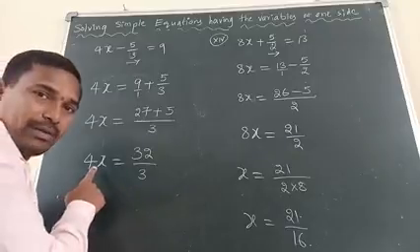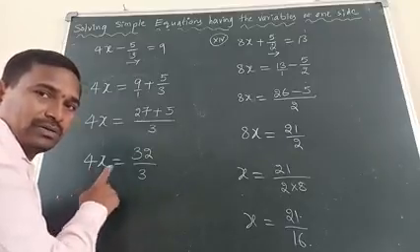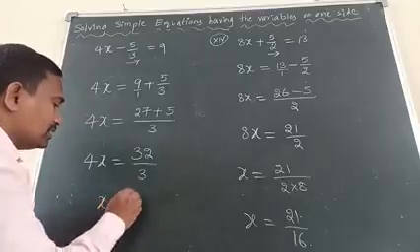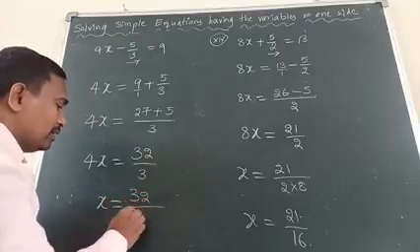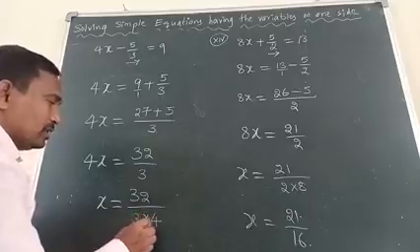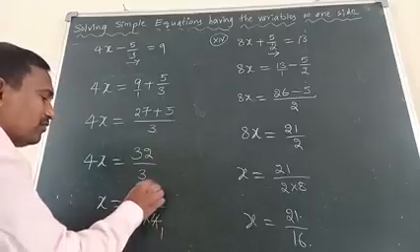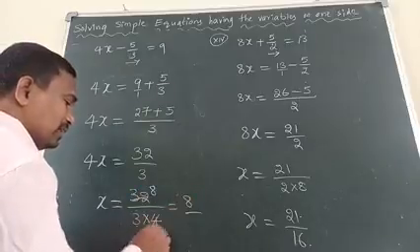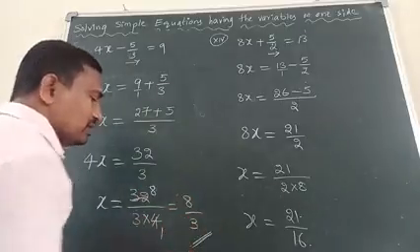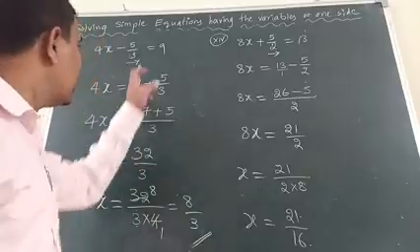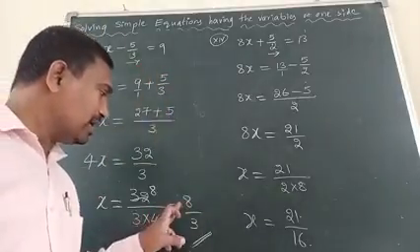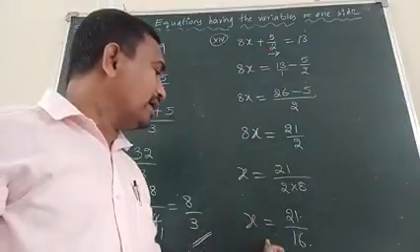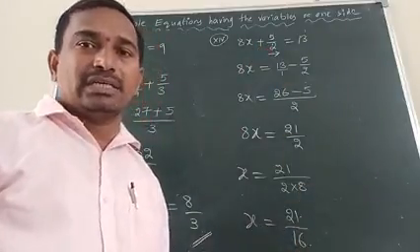Okay, now transpose 4 to the right side. Here 4 is multiplying, so when transposed to the right hand side, it divides. So that is x equal to 32 by 3 into 4. So 4 ones are 4, 4 8s are 32. So that is 8 by 3 into 1, 3. So what is the solution? The solution of this linear equation, simple equation, is x equal to 8 by 3.